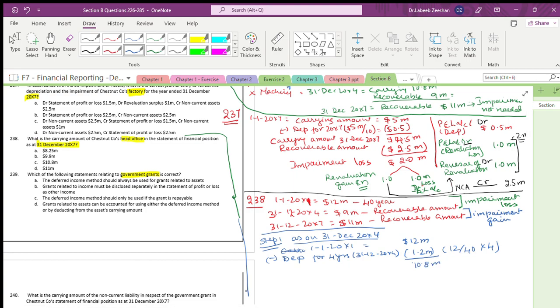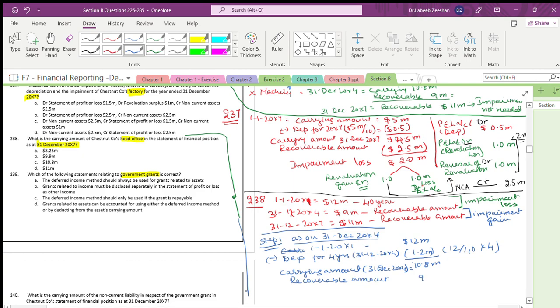See, that is the reason you have to revise the lectures before coming to the class. The moment I am touching section A, B, and C. Now this is the carrying amount. The more you practice, the easier it is, my dear. Don't worry about that. This is the carrying amount on December 2004. What is the recoverable amount? Recoverable amount is 9 million.